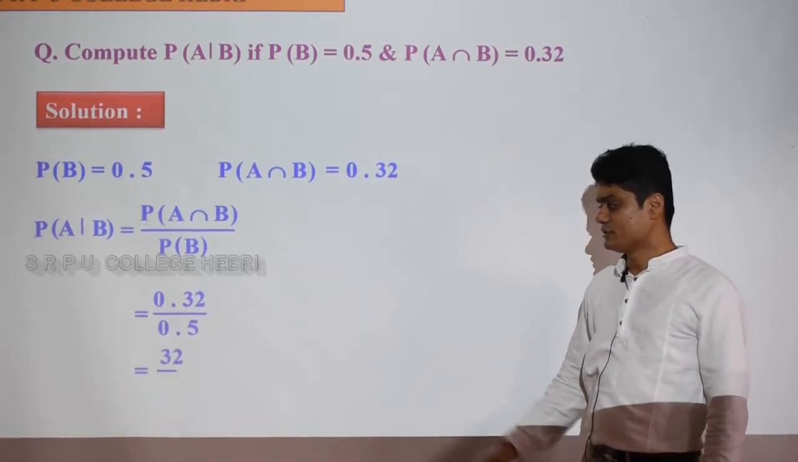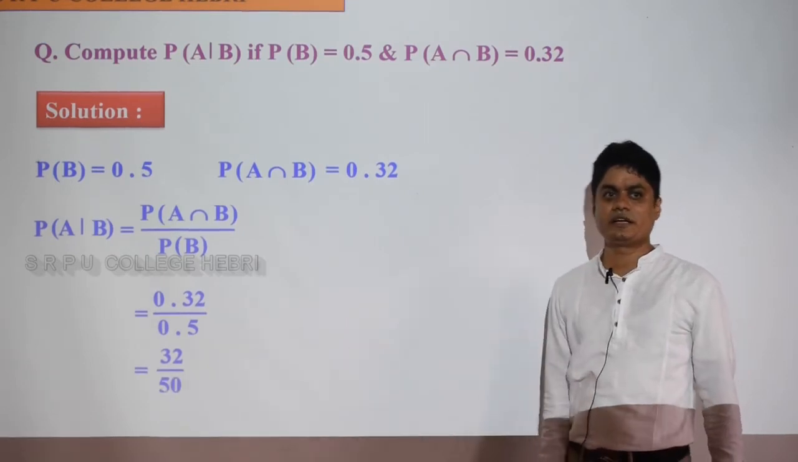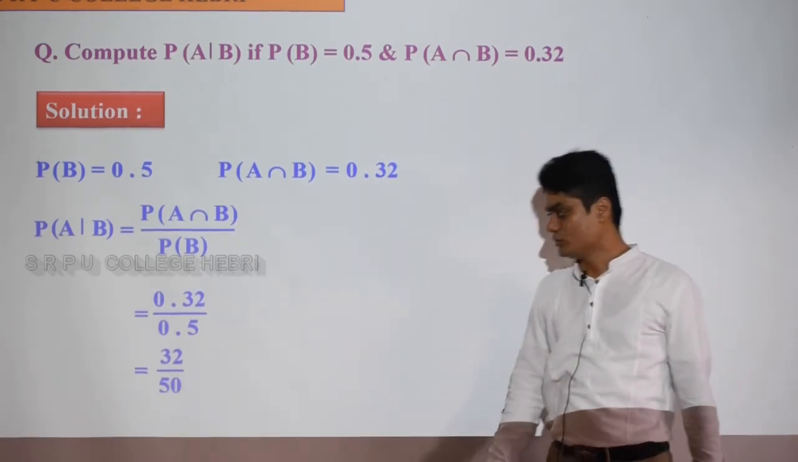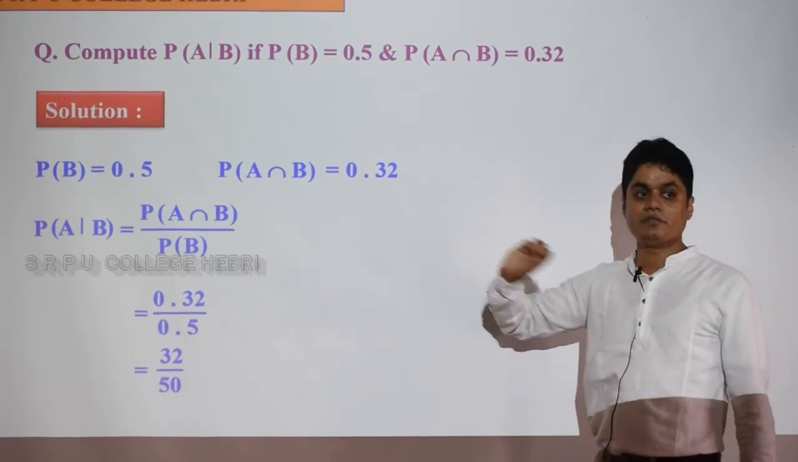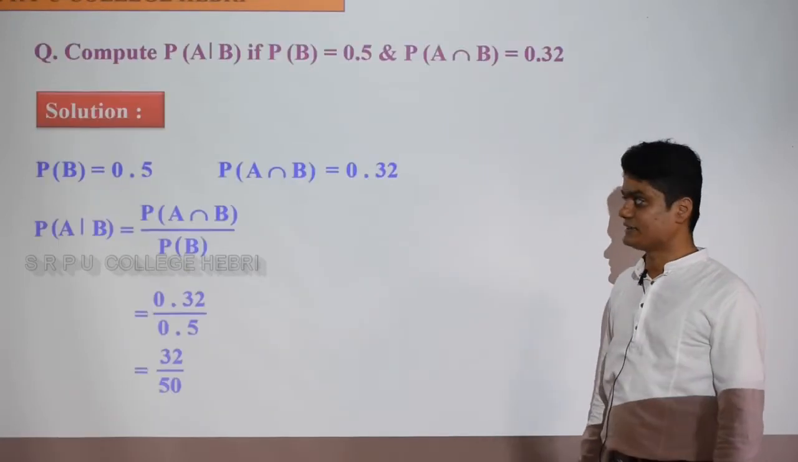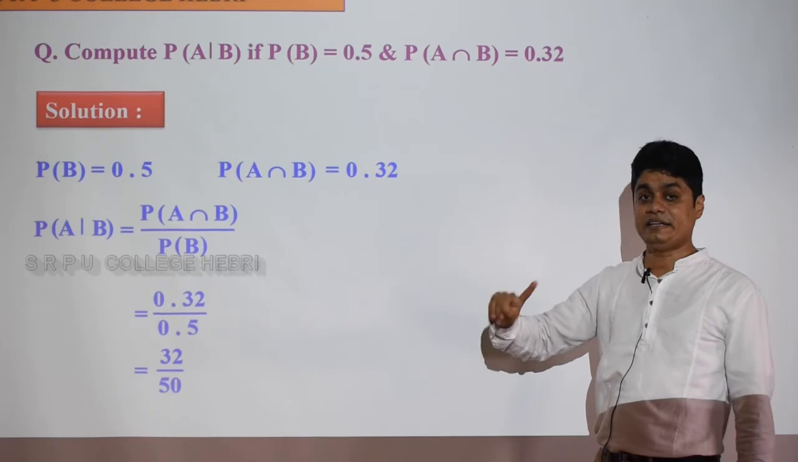Okay, so it's 32 by 50. You can write this in decimal form also. This is one important 1 mark question, please remember that. It is a direct question, and it will come as the 10th question in Part A.